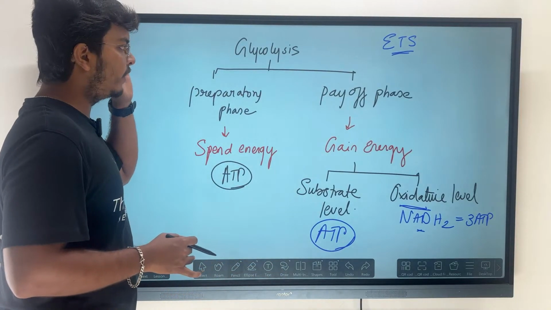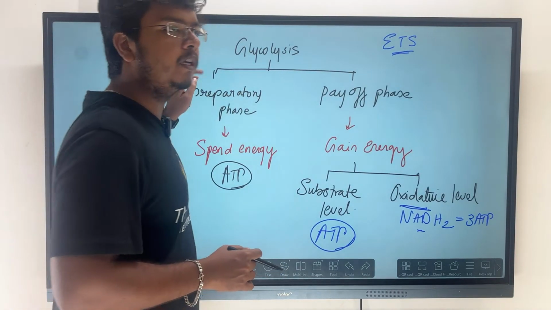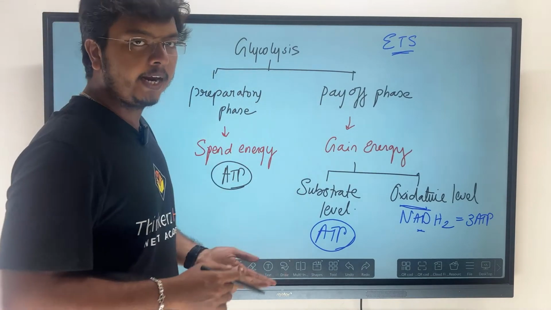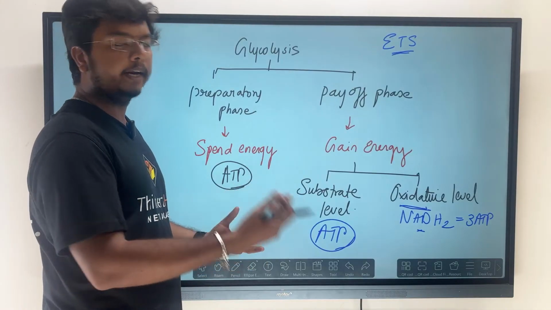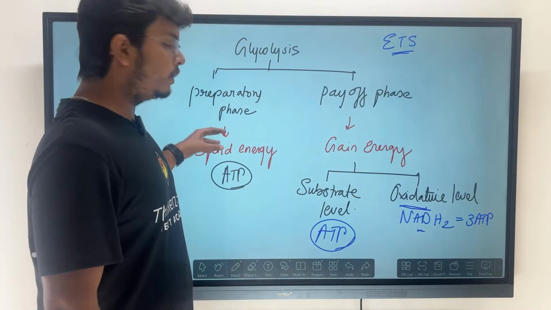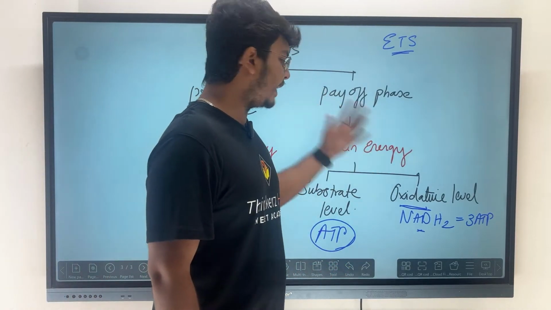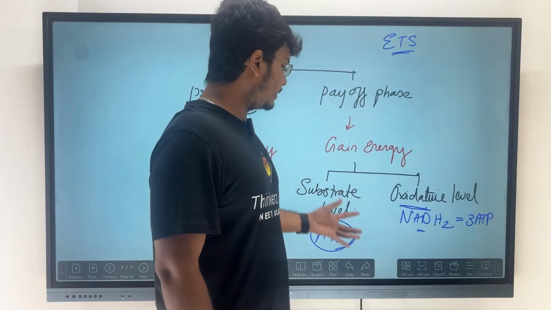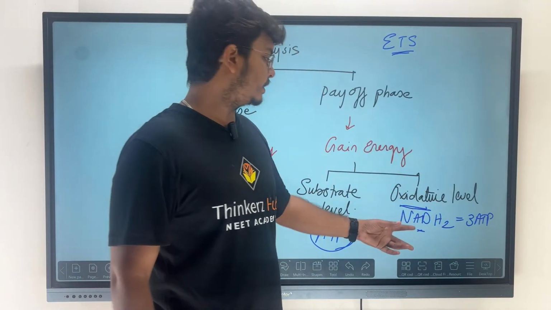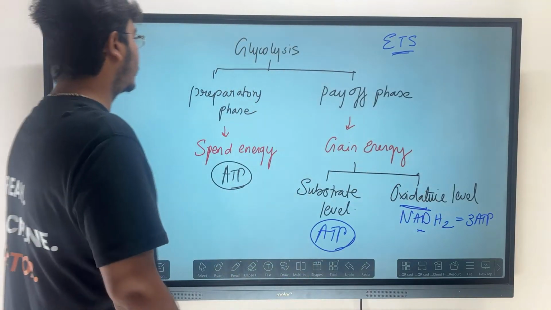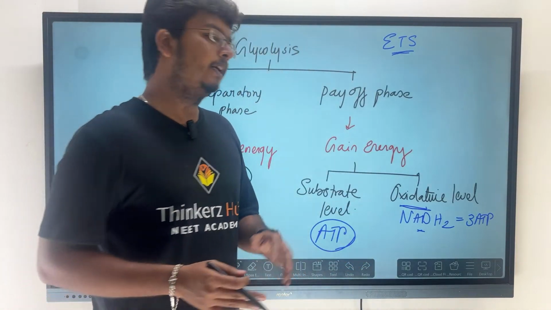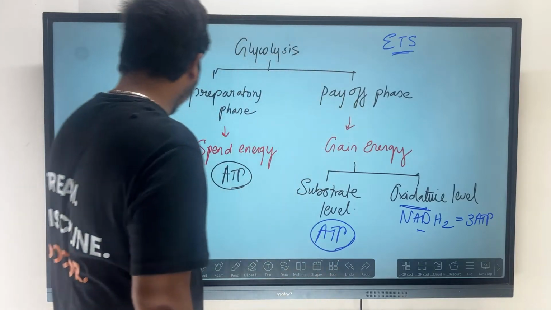So make it very clear, glycolysis has two steps. One is the preparatory phase, another one is the payoff phase. In the preparatory phase, you will be spending energy. You are preparing the glucose for breakdown, and in the payoff phase you will start gaining energy. While you are spending, you will spend in the form of ATP, and at the time of gaining, you will start gaining in two forms. One is in a direct form, that is ATP. Another one is in an oxidative form, which is NADH2. Got it? So this is all the basics which you need to know before understanding glycolysis, and I hope this is clear so far.